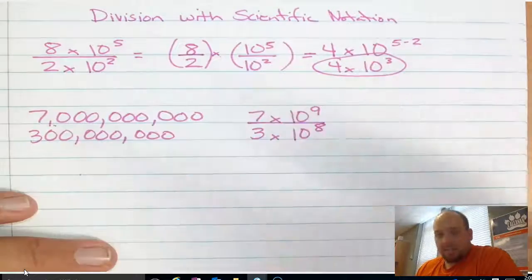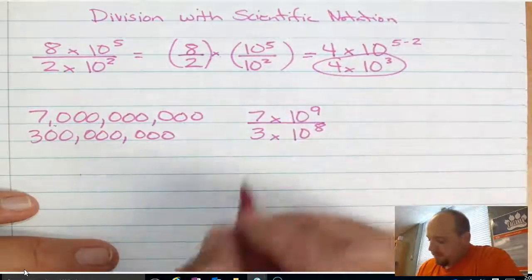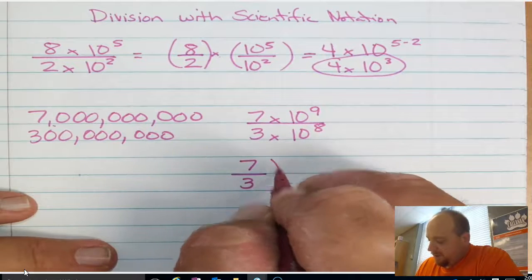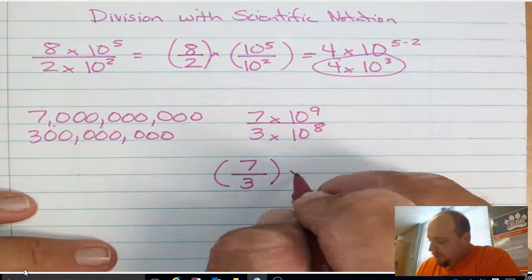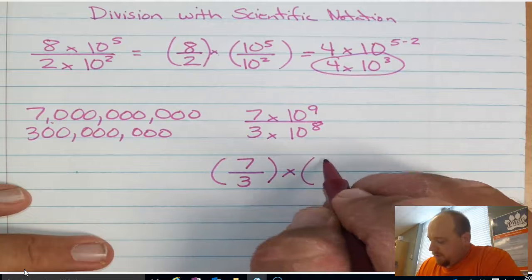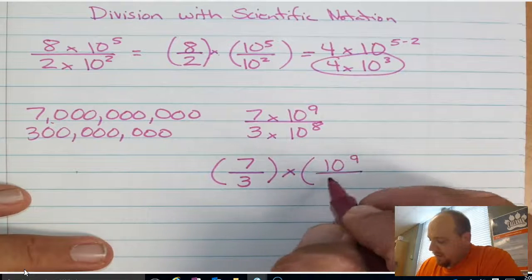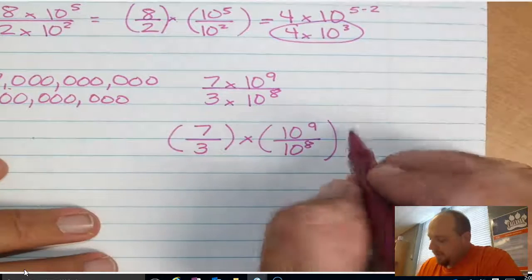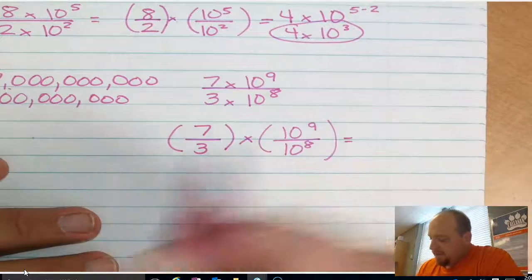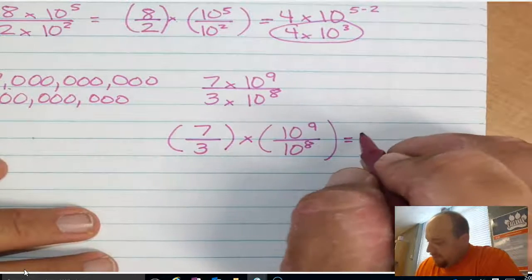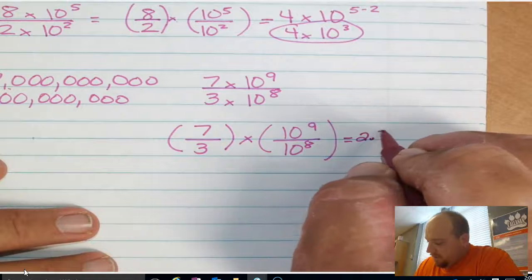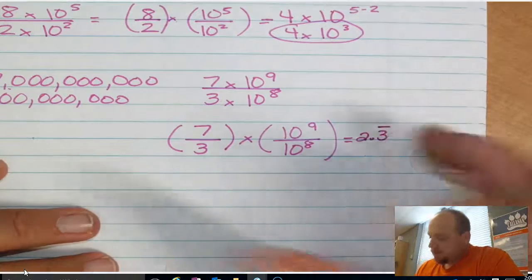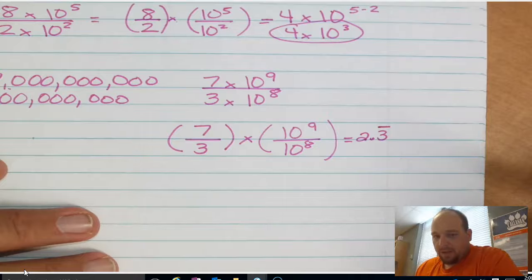So just like I did up here, I'm going to separate the factors. I'm going to put the factors together, so I'm going to have 7 divided by 3 in one group. We're going to multiply by the group of 10 to the 9th divided by 10 to the 8th. Just like before, I might need to use my calculator. I'm going to take 7 divided by 3. I end up with an answer of 2.3 repeating, and anytime I have a digit repeating, I always put a line above it. So 2.3333 keeps repeating.